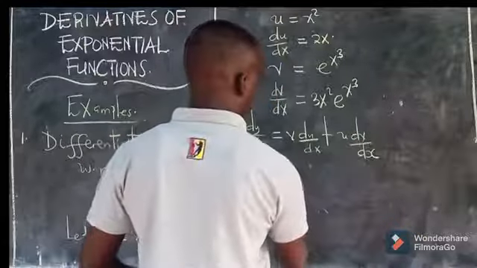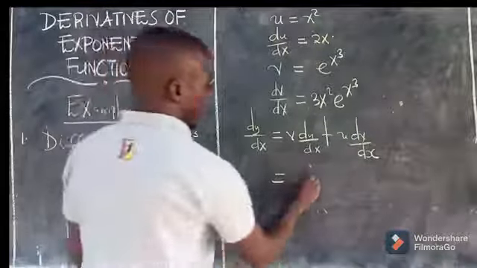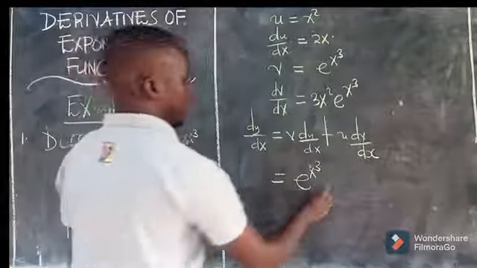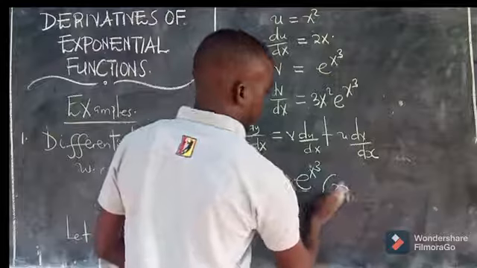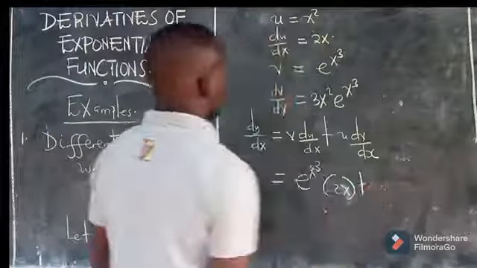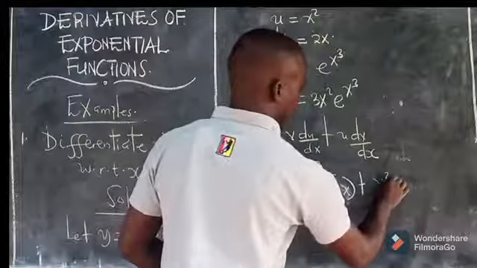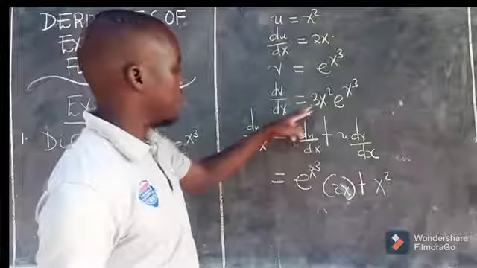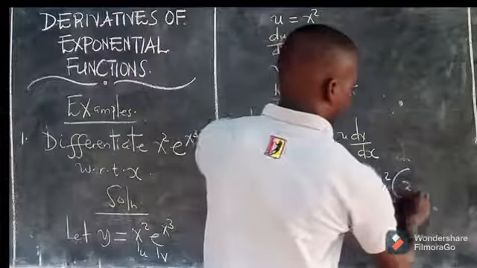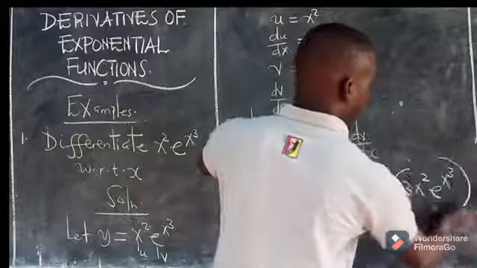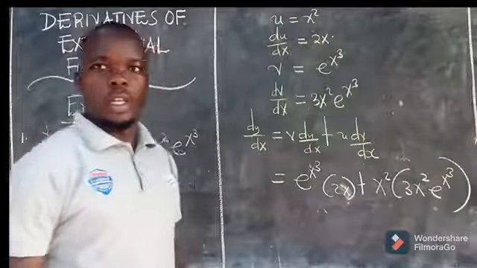Then when you make the substitution, you shall have v as exponential of x cubed. The du/dx is 2x, plus u, which is x squared. Then the dv/dx, we had it as 3x squared exponential x cubed. That is what we have so far.